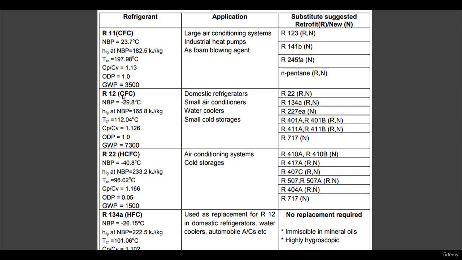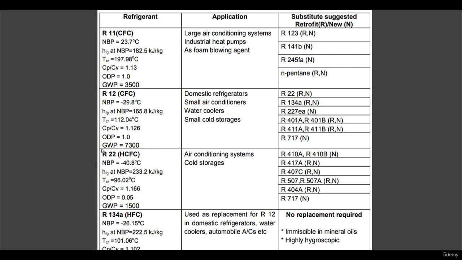Similarly, we have the R12 refrigerant. This is also a chlorofluorocarbon, which is not good. It is used in domestic refrigerators, small air conditioners, water coolers, etc. The substitutes of R12 are R22, R134a, R401, R411, and R717. These are the substitutes of the R12 refrigerant.